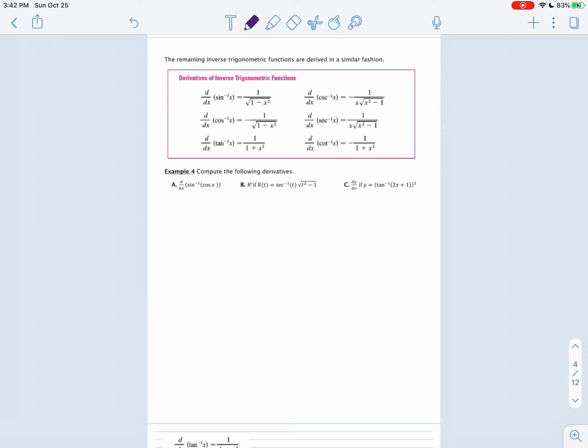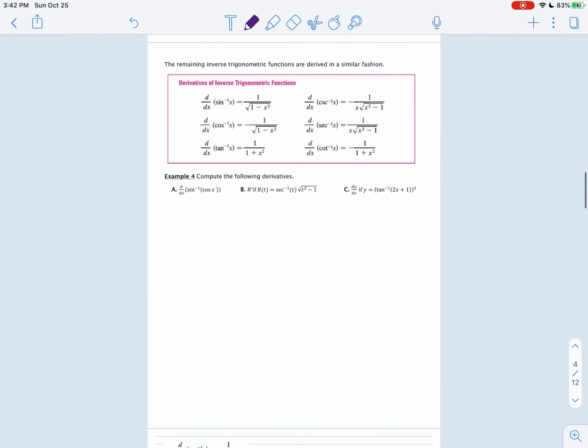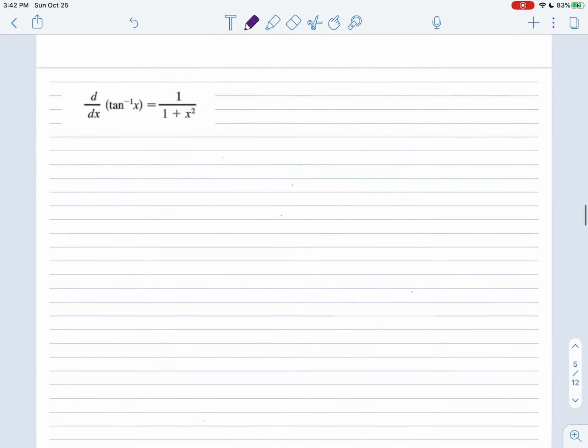And I also want to go over some examples on how to use the chain rule with these derivative rules. Good. So I wanted to take a look and go over how the derivation of all 6 trigonometric functions can be done in the very same way. So I thought I'd start with how do we find the derivative of inverse tangent of x?